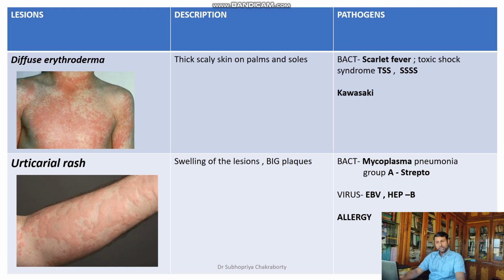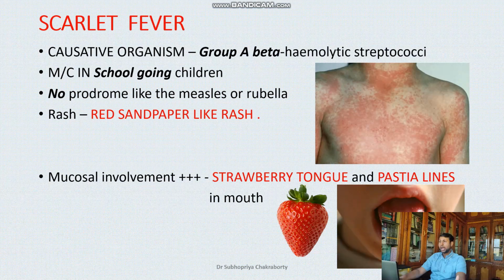Coming to the other rashes, this is the allergic rash, which is the urticarial rash, and we have the diffuse erythematous rash. Classically, we get it in Kawasaki disease, which is the most common cause of acquired heart disease in children and causes coronary aneurysms, and in scarlet fever caused by streptococcus.